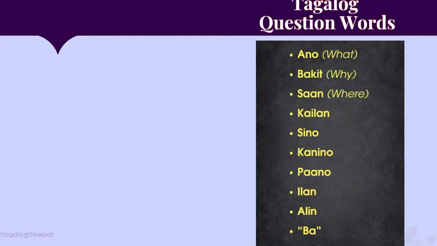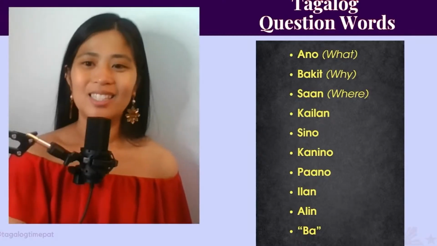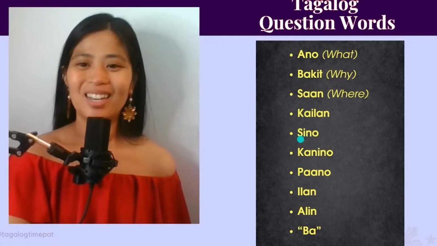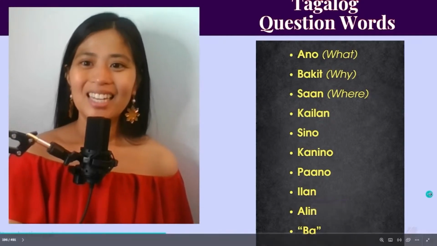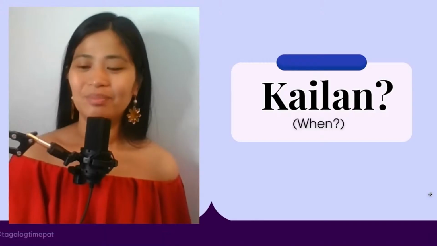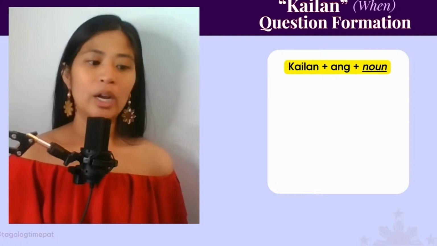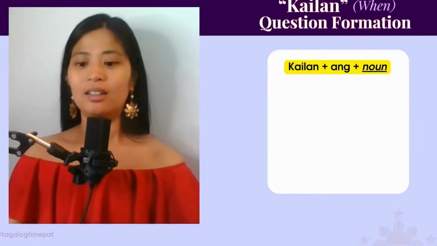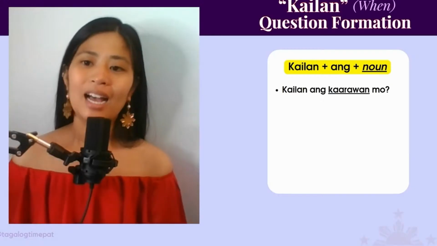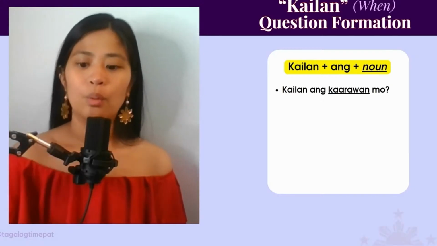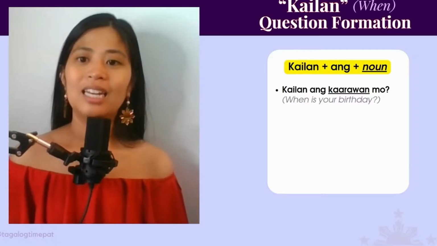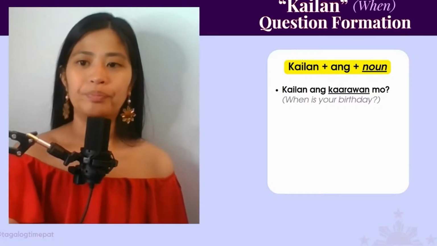So these are the question words that we have learned so far. Ano means what. Bakit means why. Saan means where. Okay? And this is where we're going. We're going to see what these other ones mean. Now, we're going to talk about kailan. Kailan means when. So if you want to use it in a question, it would be kailan ang, and then a noun. Kailan ang kaarawan mo? When is your birthday? Kailan ang kaarawan mo?